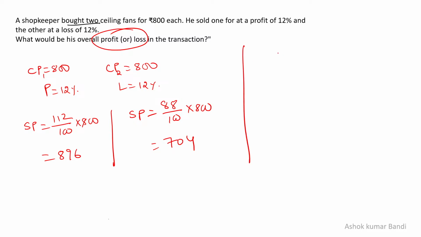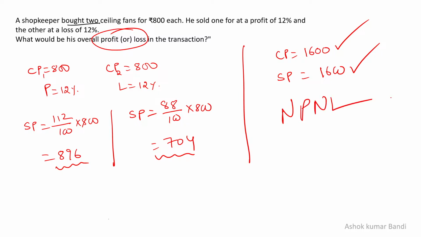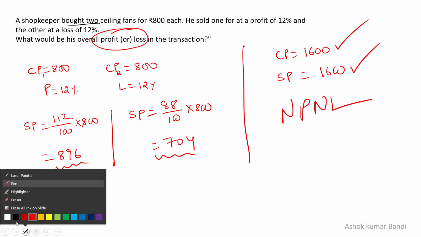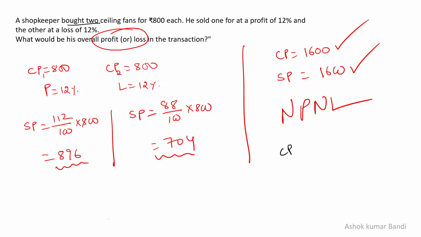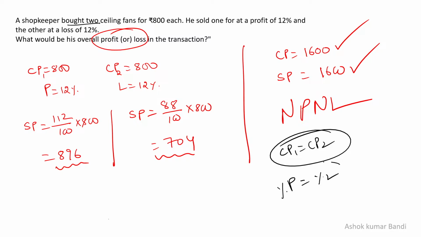That means to buy both of them he is spending 1600. After selling both of them he is getting again 1600, because 896 plus 704. So whatever amount he is spending on buying, the same amount he is getting after selling. So you can directly say no profit no loss. Remember the simple technique for this problem: when CP1 equals CP2, and the profit percentage equals the loss percentage, you need not do the problem. You can directly say the answer is no profit no loss.